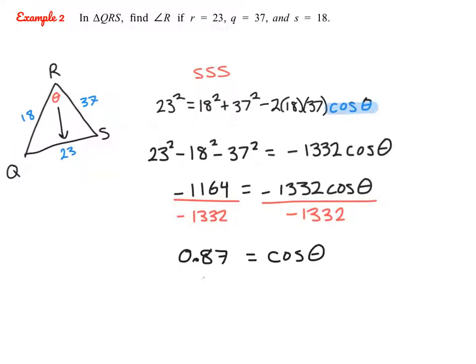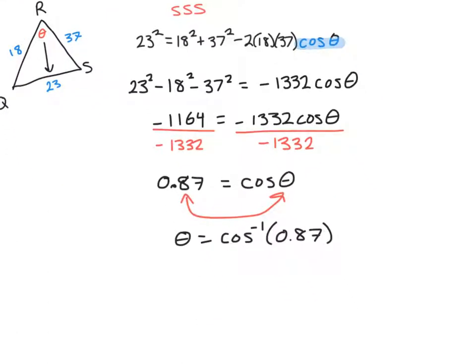And now, since I'm trying to find the angle, remember I swap the two values and then I use arc cosine. So remember, we're going to do that anytime we're trying to find the angle. And then in your calculator, you can plug in arc cosine of 0.87 to get a decimal approximation. And we should get approximately 29.5 degrees.